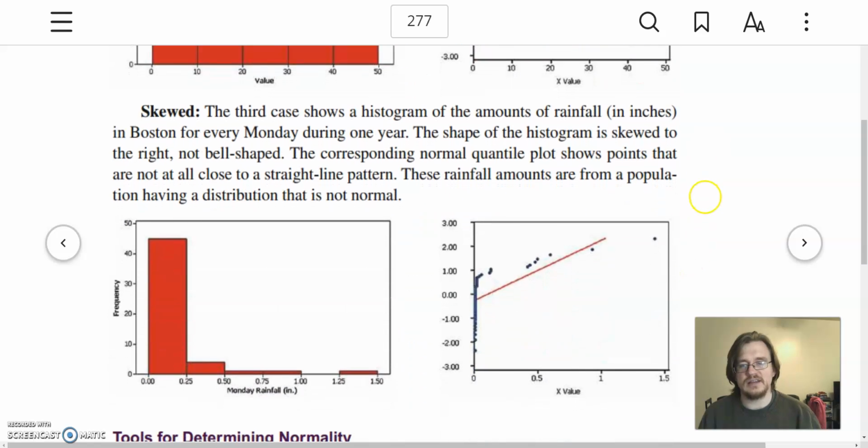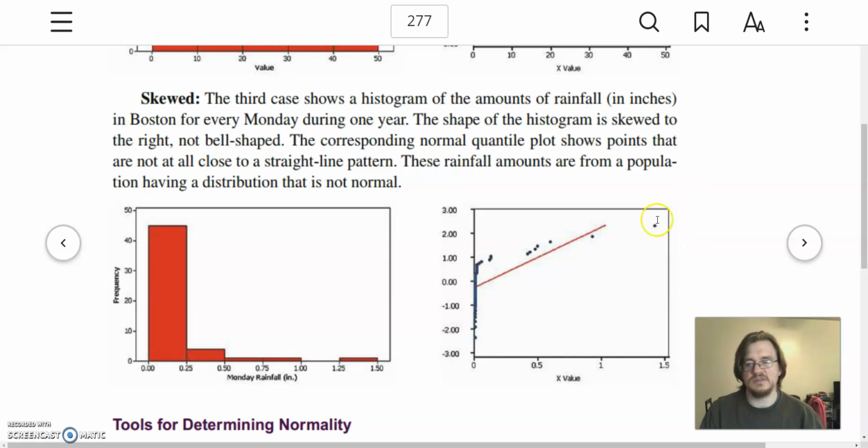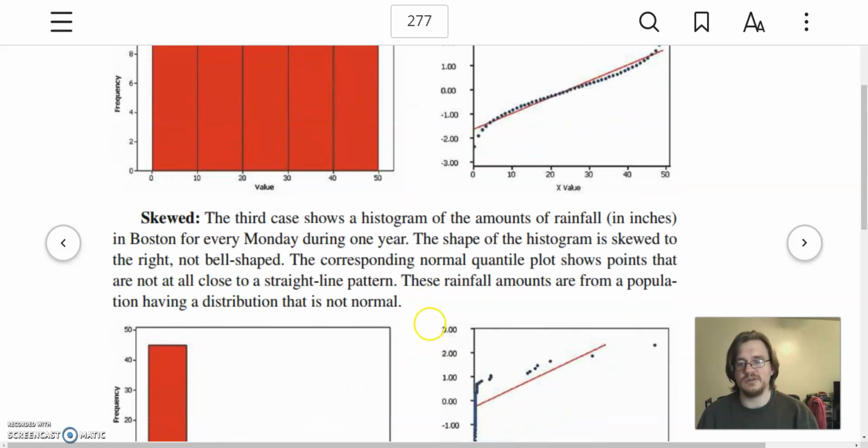And then the last one that we'll look at is more of a skewed distribution. Here, this looks like Monday rainfall in inches, and on all the Mondays, how often did that amount of rain occur? Well, it looks like most Mondays there's very little rain, and some Mondays there was a lot. So what we notice from the histogram is this doesn't look like a normal distribution. Furthermore, it looks like there's a couple of outliers way out here. So we can tell that this is not a normal distribution by looking at the picture, in the same way that we could for the uniform distribution.